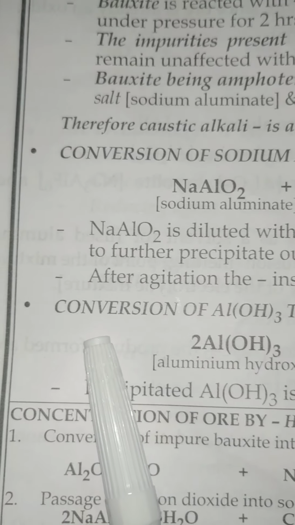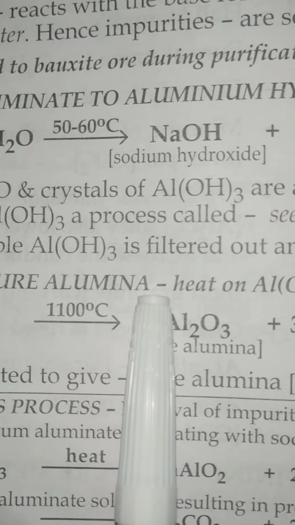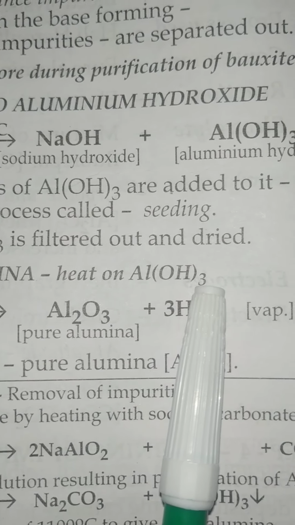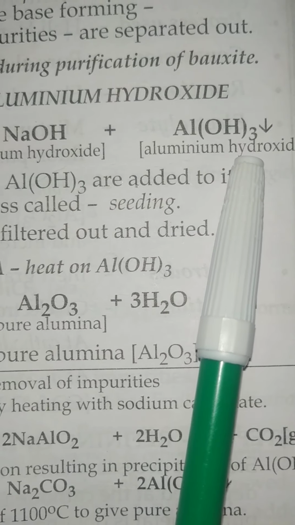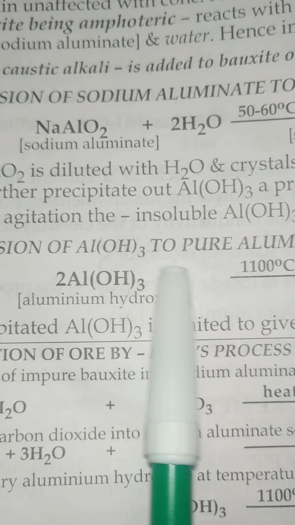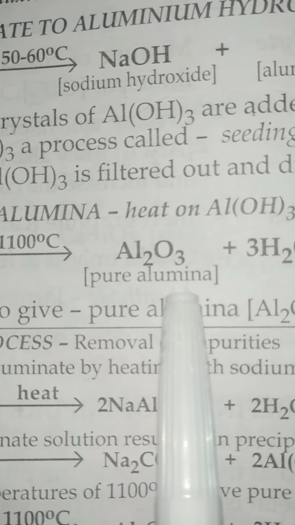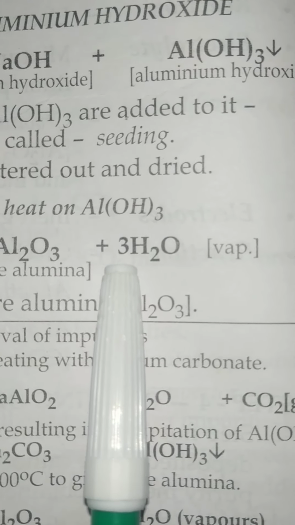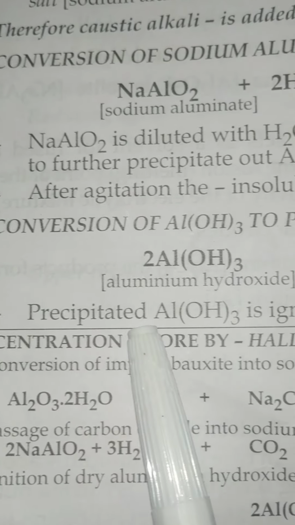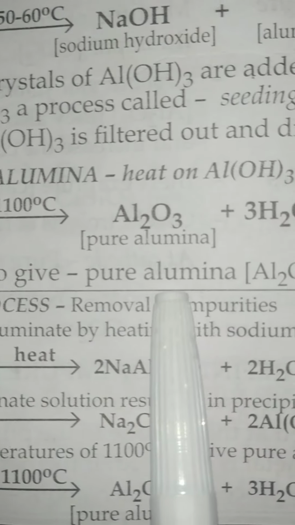Then the last step of Bayer's process is the conversion of Al(OH)3 to pure alumina. How? Heat Al(OH)3. Whatever aluminium hydroxide we got in the second step will be converted to pure alumina. So this aluminium hydroxide at a temperature of 1100 degrees Celsius will form pure alumina and water molecules in the form of vapors. Then the precipitated Al(OH)3 is ignited, meaning heated, and it will give pure alumina.